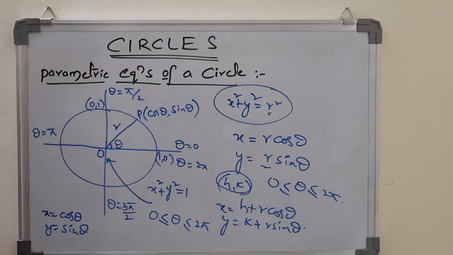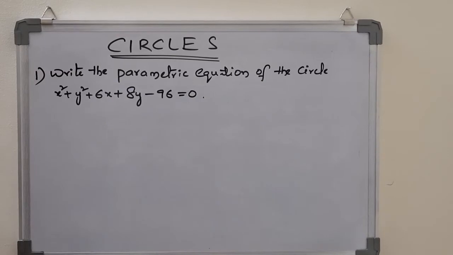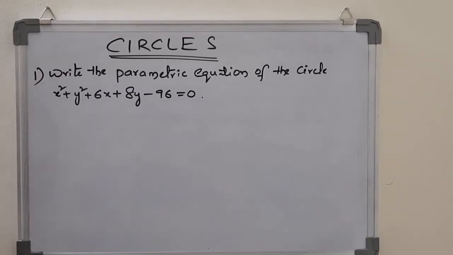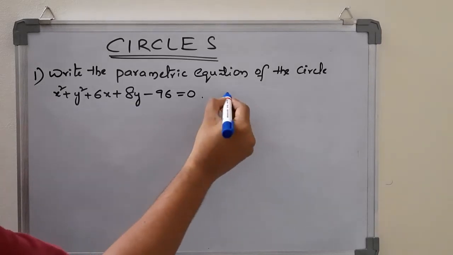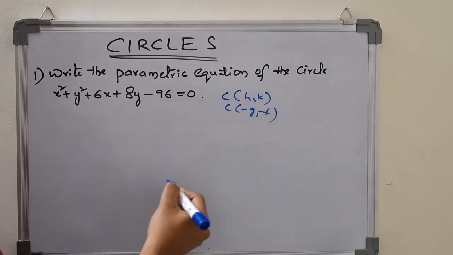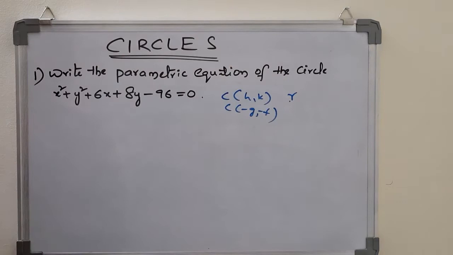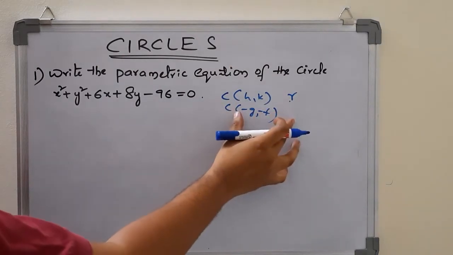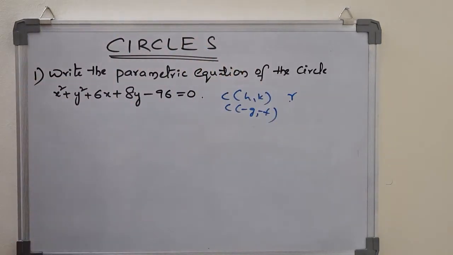Now let's solve two example problems, and we will understand more. Look at the question. Write the parametric equations of the circle x square plus y square plus 6x plus 8y minus 96 is equal to 0. In order to find the parametric equations, first of all, find the center (h, k), otherwise (minus g, minus f), and we have to find the radius. If we find this, then we can easily find the parametric equations.